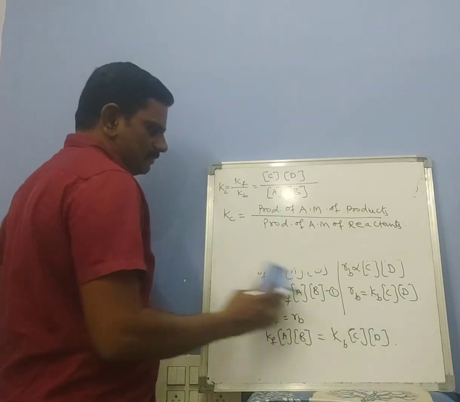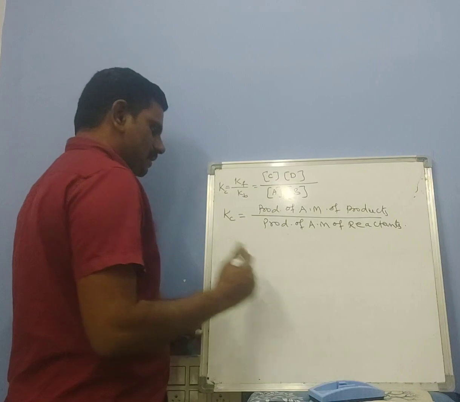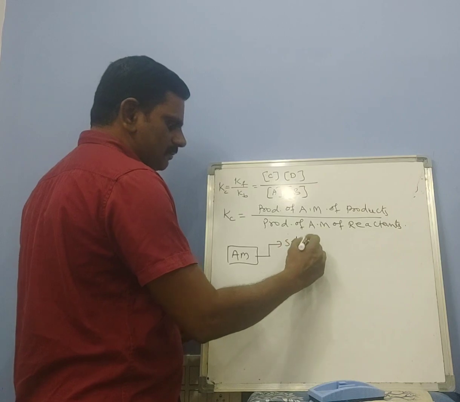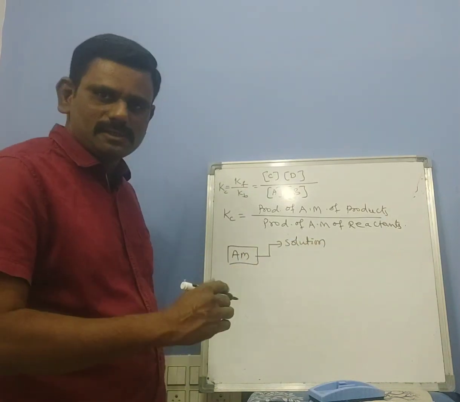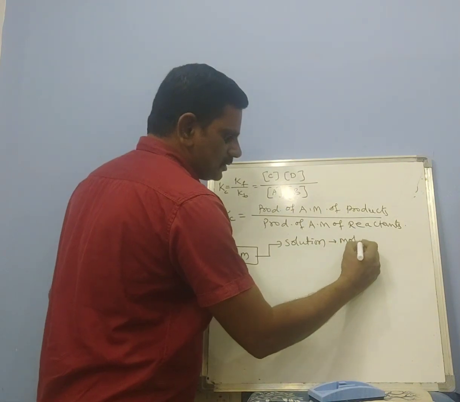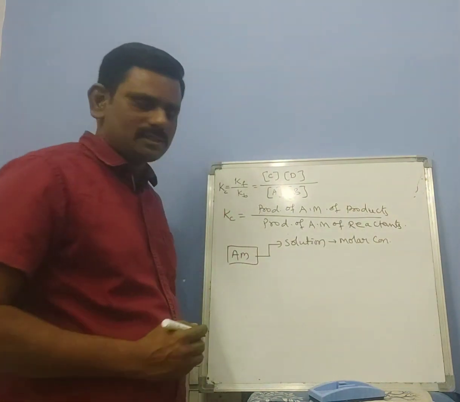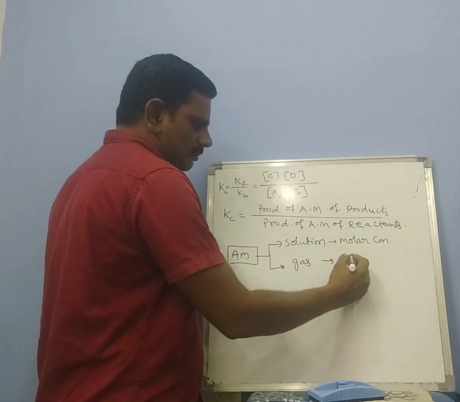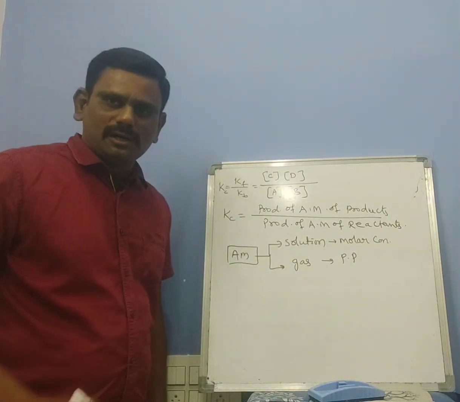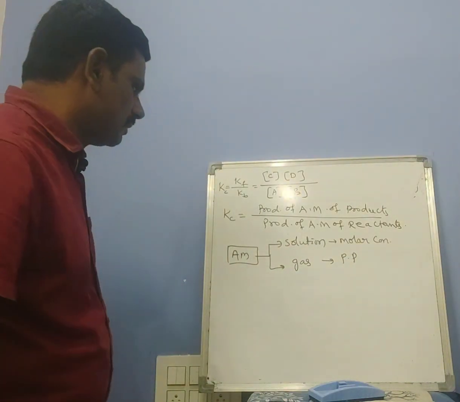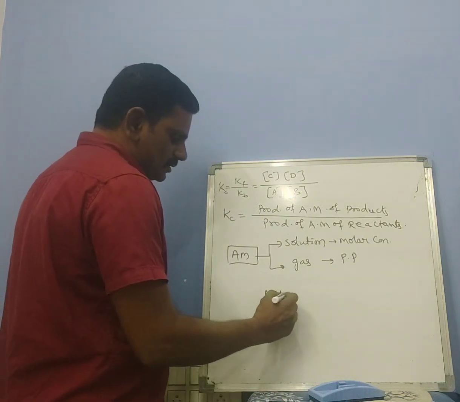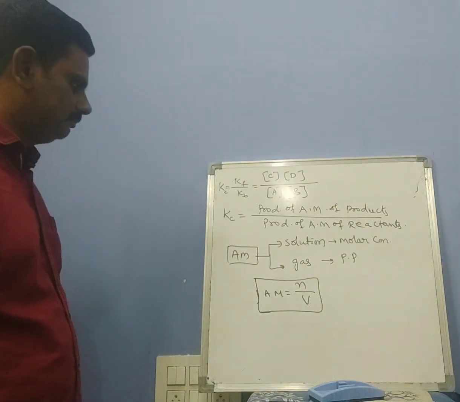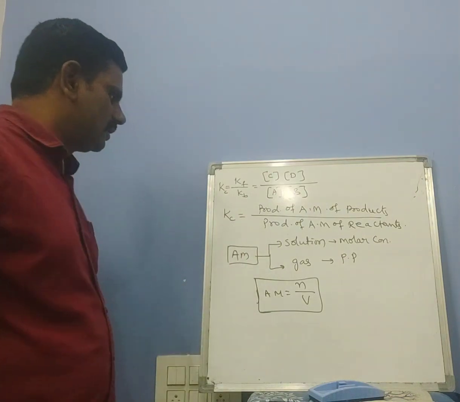Here, what is active mass? For solutions, active mass can be expressed in terms of molar concentrations. But for gaseous reactions, or for gases, active mass can be expressed in terms of partial pressure. Active mass is equal to n by V, the number of moles by volume in liters. This is the formula for Kc.